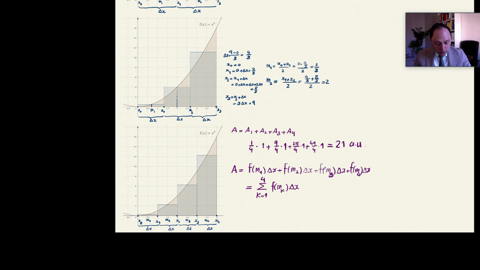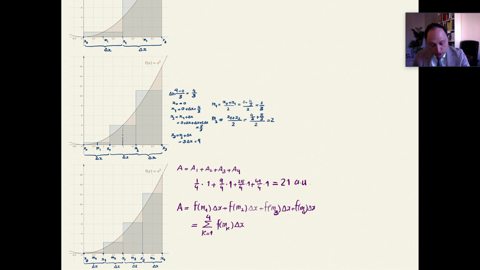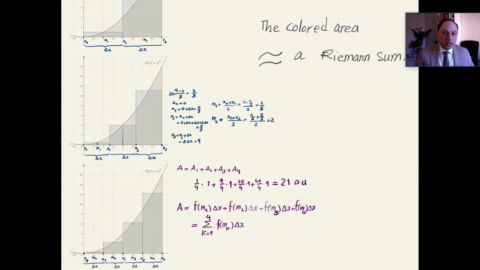Okay, so I hope that I can convince you somehow about this. This is my whole goal. Okay, the colored area is approximately equal to a Riemann sum. Are you somehow convinced? Of course, I can convince you more by demonstrating these things on GeoGebra. I will do it shortly. But hopefully you agree with me. The colored area that I was looking for is approximately equal to a Riemann sum.